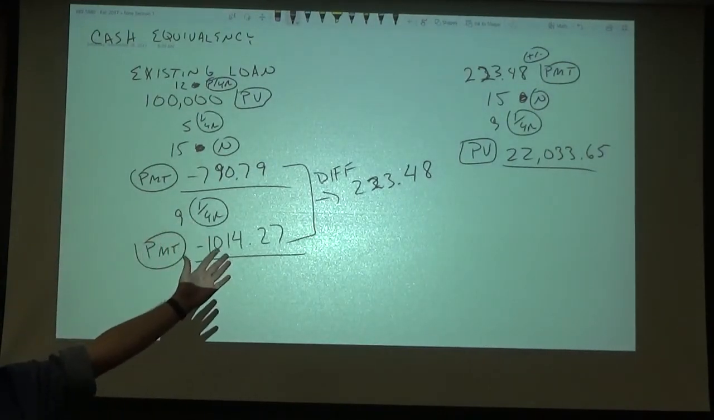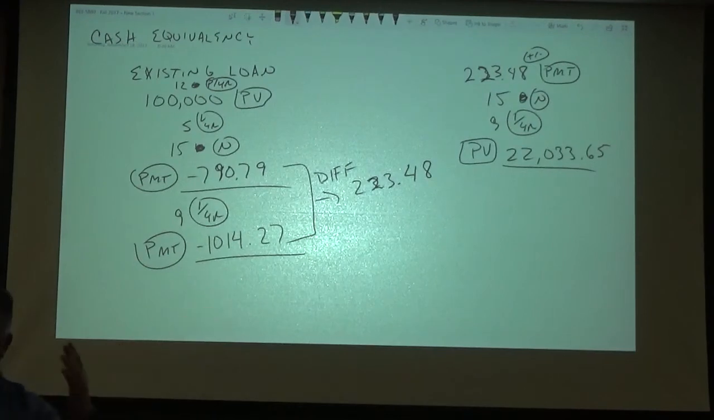It'd be $22,000. So that's all they're really asking. Basically, same exact setup as the other problem. It's just a question of what it is they're asking for. Okay? All right. Moving forward.